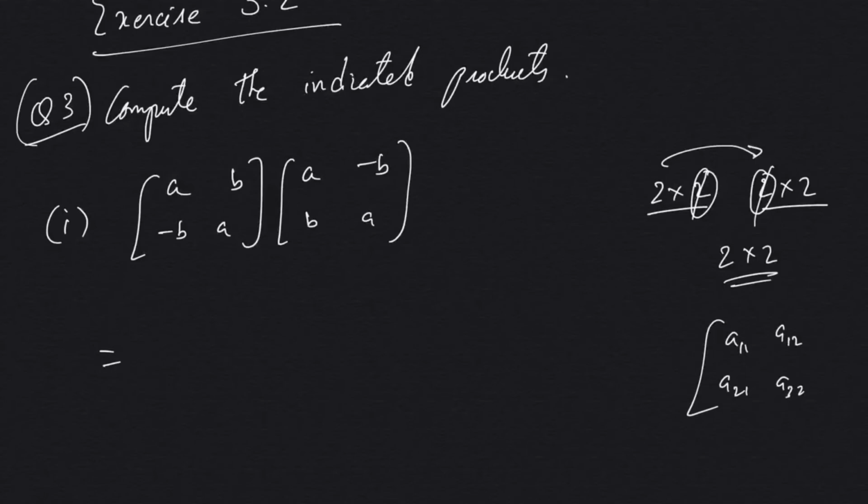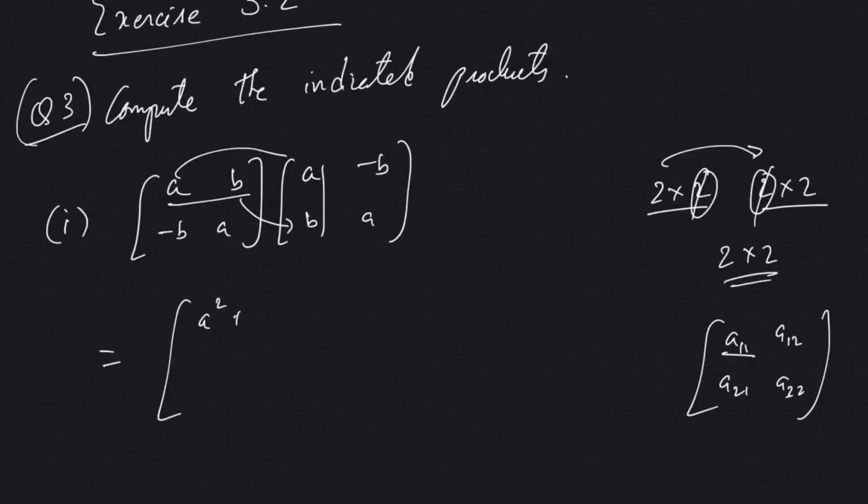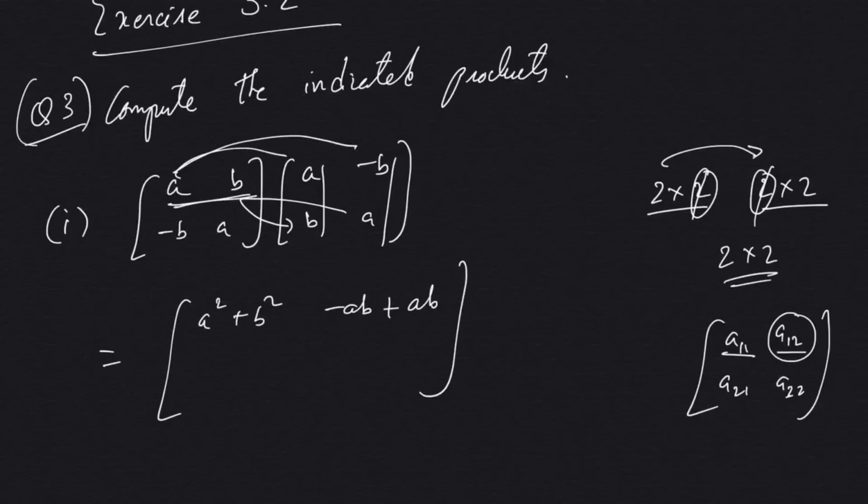A11, A12, A21, A22. So that will be first row first column, add the corresponding elements: A into A square, B into B square. Next, first row second column: A into minus B, minus AB plus B into A, that is again AB.